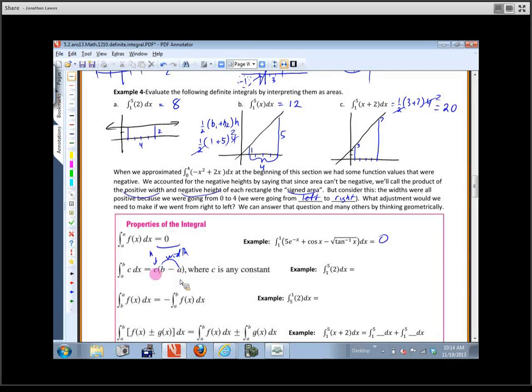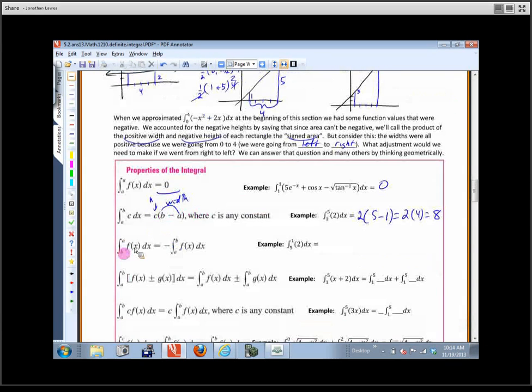So this says, take the constant, which in this case is 2, and multiply it by b, which is 5, minus a, which is 1. Isn't that 2 times 4? And isn't that 8? Okay? And it works every single time, because you have a constant height, all you need to figure out is how wide is our rectangle, how wide is our interval, and then how tall is the function. Okay?